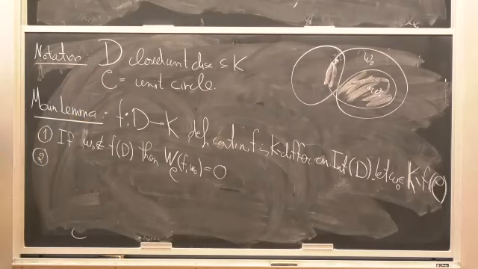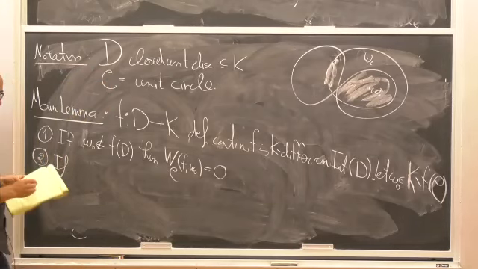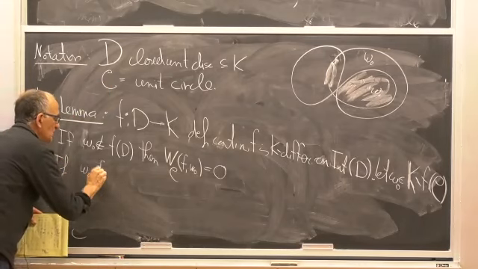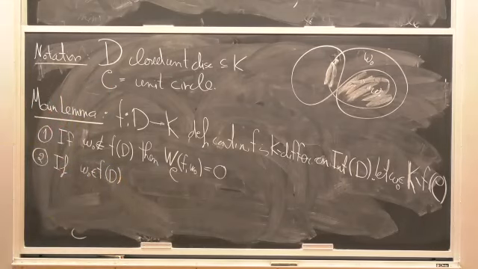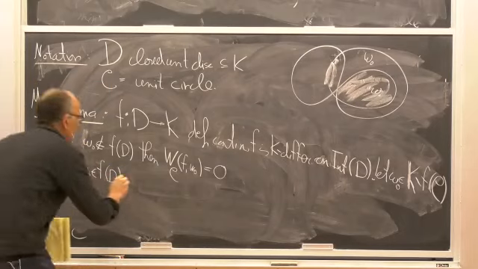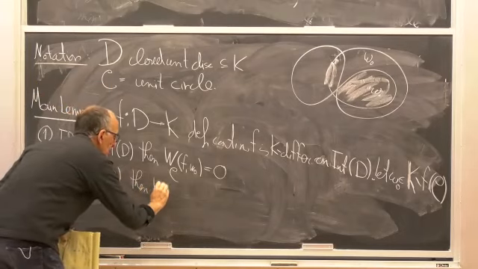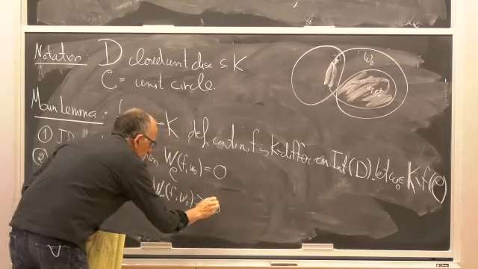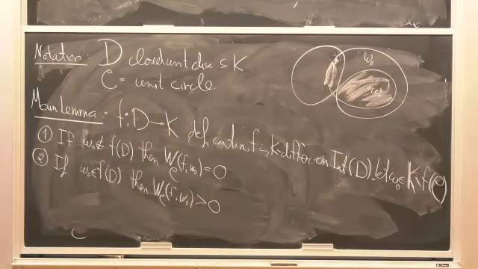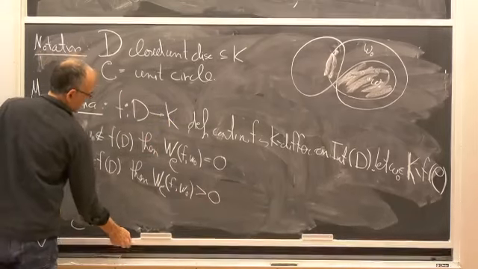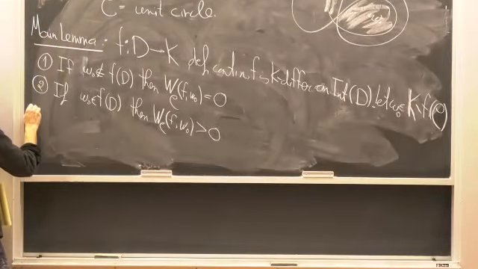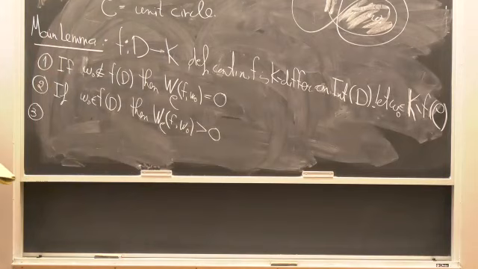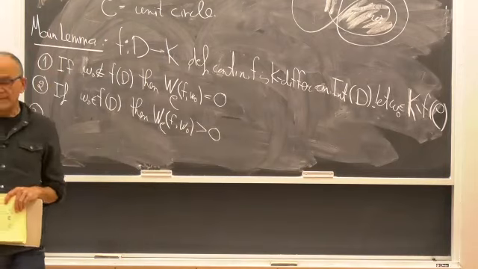Two, and now two and three are the crucial points. If W0 belongs to f of D, but remember it's still not in the image of the circle, then the winding number of f around W0 is always positive. And the last one: you look at K minus f of C.